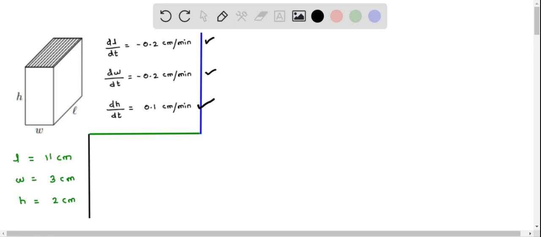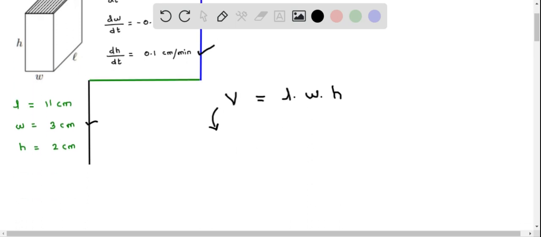And using this information, as well as when the length equals 11 centimeters, width equals 3 centimeters, height equals 2 centimeters, we have to determine the rate of change of volume. So let's see how to determine the rate of change of volume using this given information. So first, I write the equation for the volume of the box. Let V represent the volume of the box. Then the formula is length times width times height. And since we wanted to find the rate of change of volume, we differentiate both sides with respect to time.